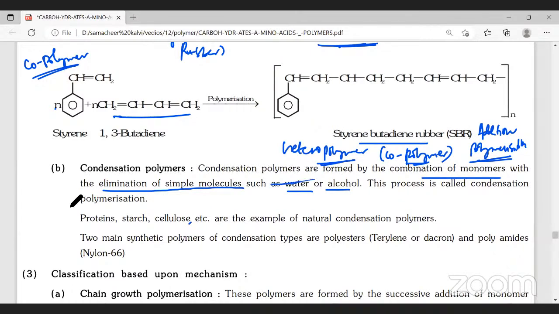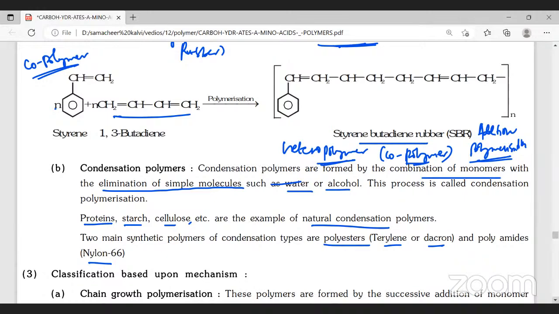This process is called condensation polymerization. For example, proteins are formed by condensation polymerization. Starch and cellulose are examples of natural condensation polymers, and nylon 6,6 is an example of a synthetic condensation polymer. Polyester, terylene or dacron is also an example of condensation polymers. We will learn about polyester preparation in later stages.